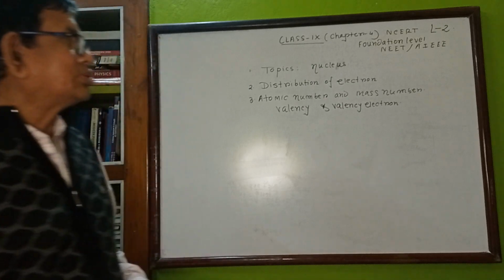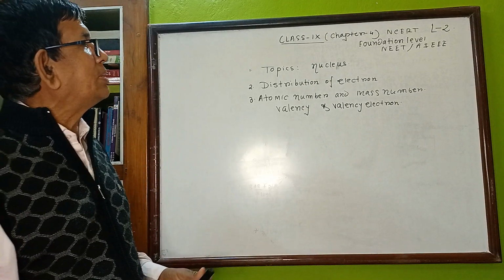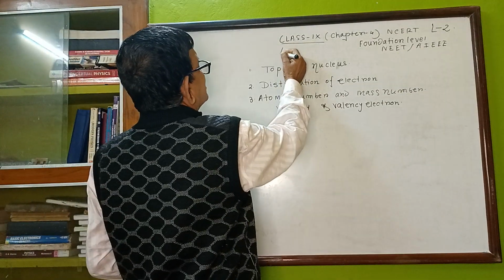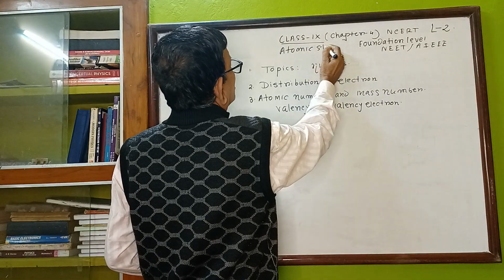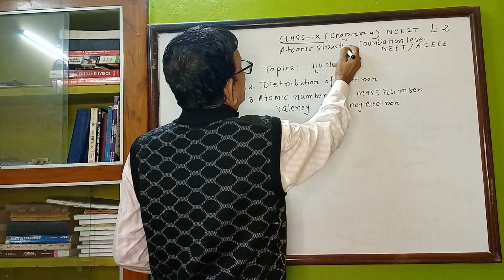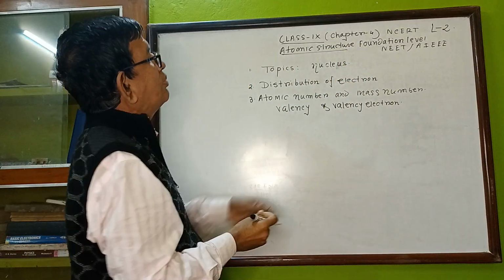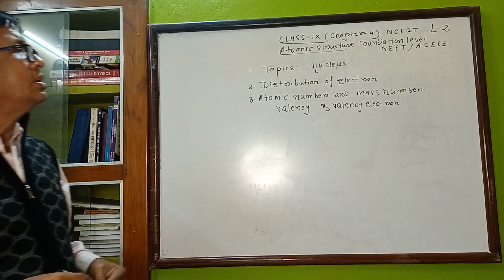This is lecture number 2. I am taking a class on foundation level NEET AIEEE for this chapter content, atomic structure. You will get it in your syllabus, chapter 4. Inside the book, if you follow chapter 4, you are getting the syllabus.